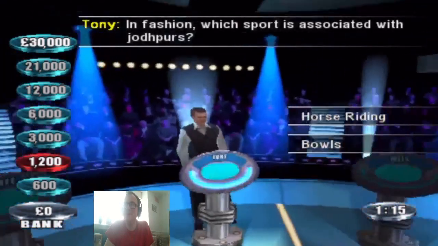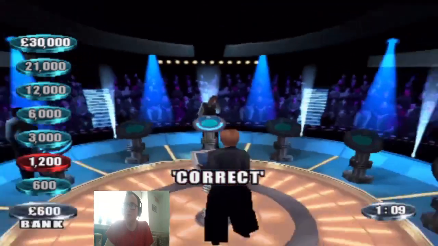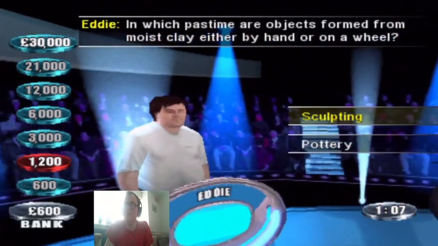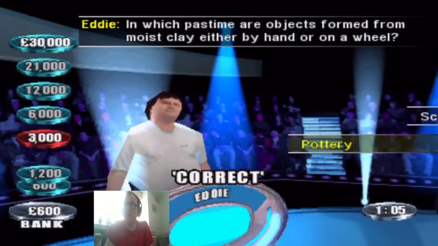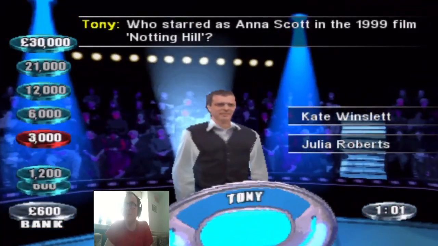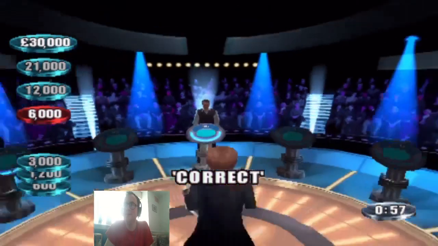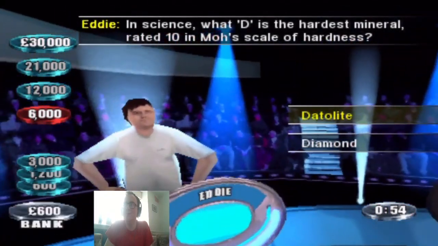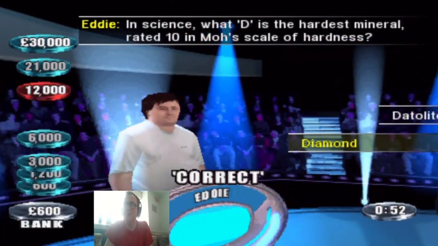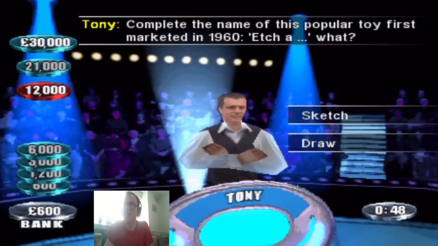In entertainment, which sport is associated with jobbers? No idea what that is. Correct. Horse riding? Okay. In entertainment, which one of these is correct? Clay pottery. Correct. Yep. Tony, in entertainment, which one of these is right? Notting Hill. It's the bottom one. Correct. All right. In nature, what is the hardest mineral? Diamond. Correct. Yep.